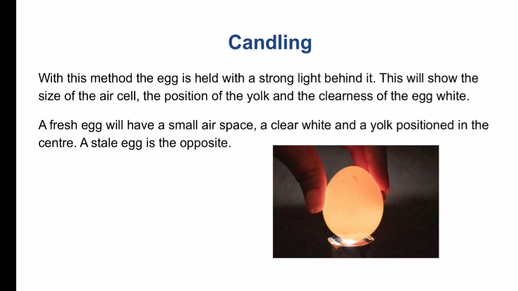Candling is the final method, and with this method the egg is held with a strong light behind it. The light will show the size of the air cell, the position of the yolk, and the clearness of the egg white. A fresh egg will have a small air space, a clear white, and a yolk positioned in the center. A stale egg would have the opposite.